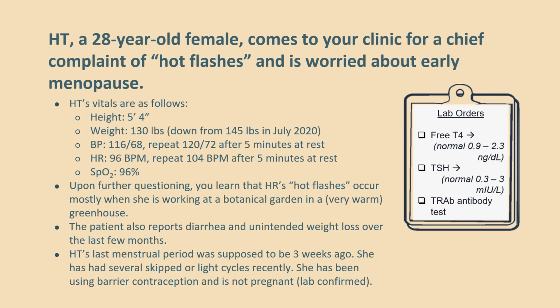So the next step that you should think about is ordering labs, specifically T4 and TSH. And for both thyroid disorders, we want to look at antibodies to see if there is any autoimmune portion of that, so we'll order that antibody test as well.